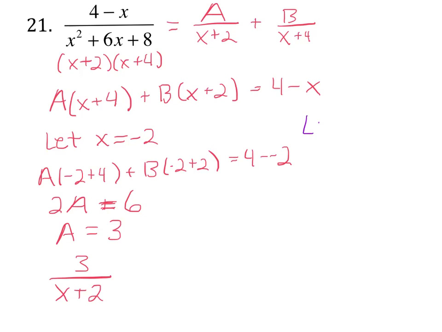Now I'm going to let x equal negative 4 and plug that in wherever I see an x. And what this will do is cancel out my a.